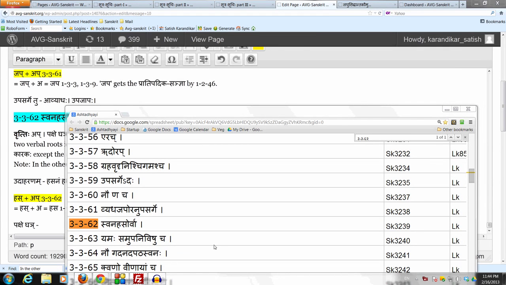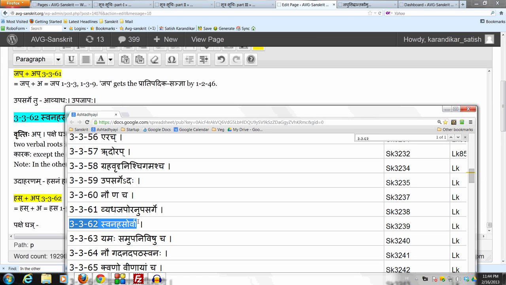We just studied the Sutram 3.3.61 which says Vyadhajapor and Upasarge. Let's take the next Sutram in the Ashtadhyayi, which is 3.3.62, Svanahasor Va. Anuvritti of Anupasarge is coming down from 3.3.61 into 3.3.62.